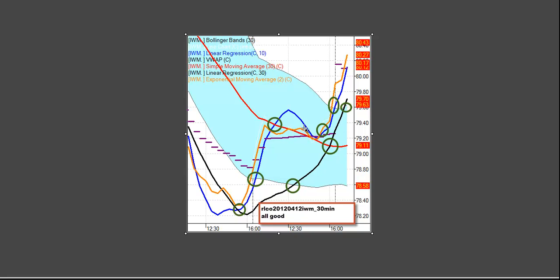Now what I want you to notice is that it's hesitating where we would expect it to hesitate, and that is right at the Bollinger Band mean. You can see how the VWAP is flattened out, but it holds support here and then starts taking off again. That's a very favorable sign. We call that the panda trade. It's up and to the right.